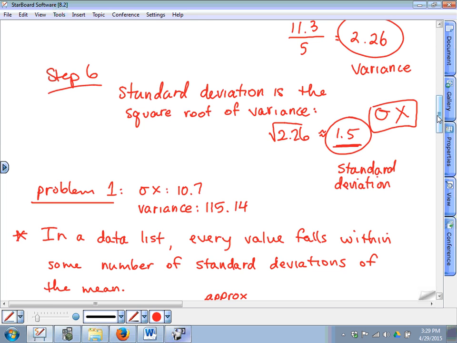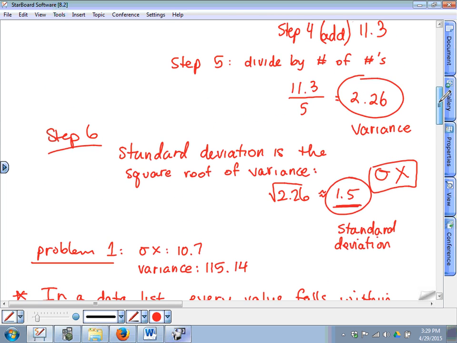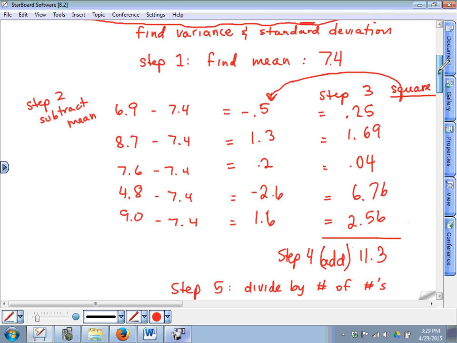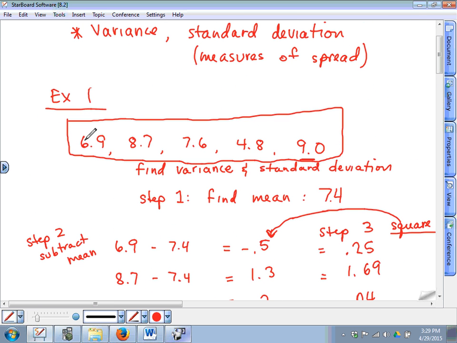And here's what it means. Let's go back to the example that we've already done. So just these 5 numbers right here, we calculated that the average was 7.4. So I'm going to write that up here. 7.4. Now the standard deviation, let's see, was 1.5. So if we figure out how far the standard deviation is from 7.4 in either direction.